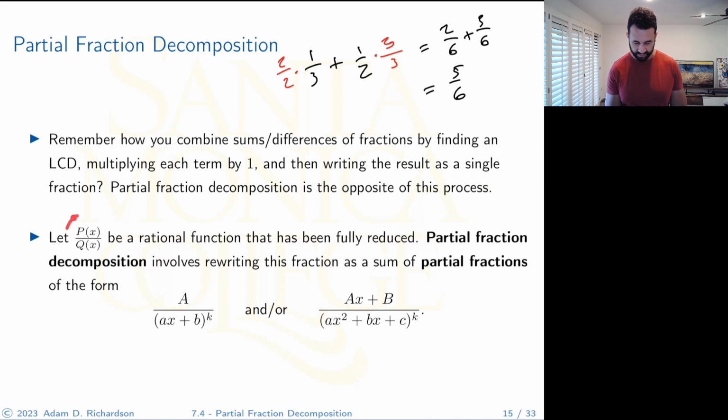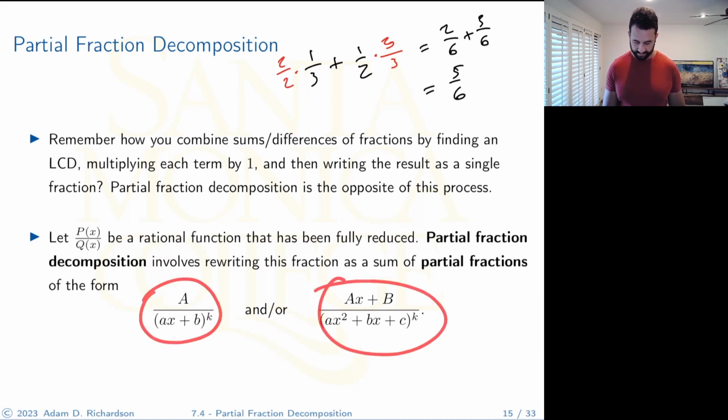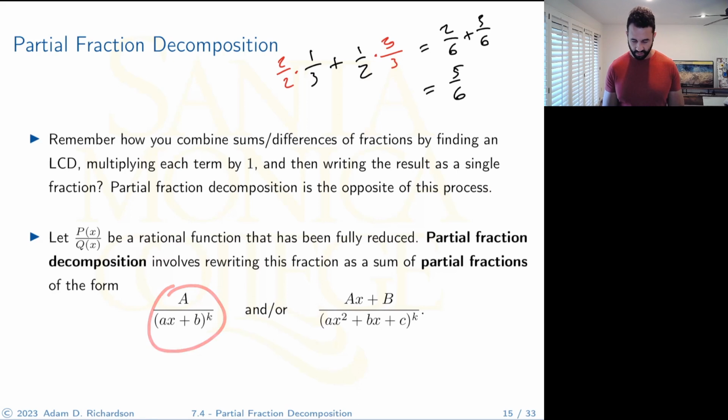But let's start with a rational function. Let's say we have a rational function p of x over q of x that's been fully reduced. So we've already performed the division algorithm if we need to. The degree of the numerator is less than the degree of the denominator. Then partial fraction decomposition involves rewriting this fraction as a sum of partial fractions that are of this form, either this or this. We're going to take this thing and convert it into stuff that looks like this plus stuff that looks like this.